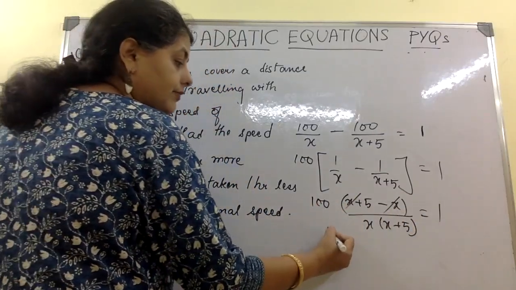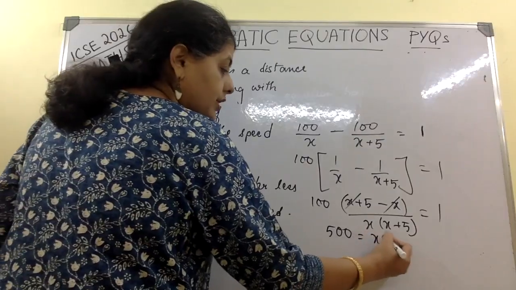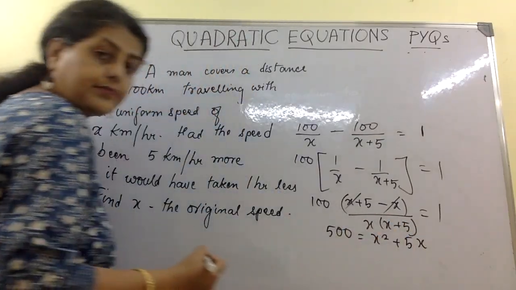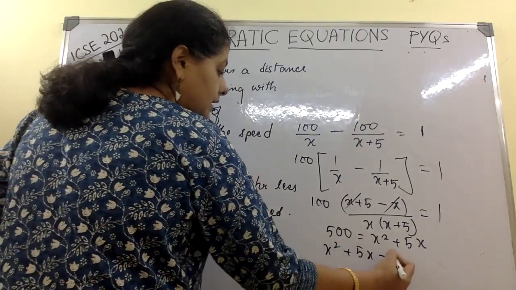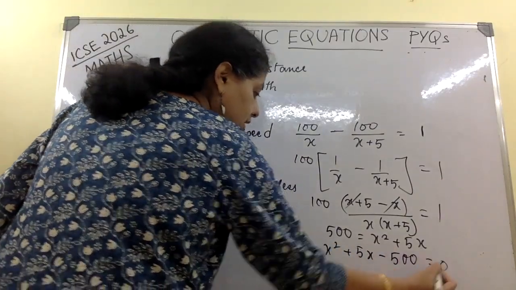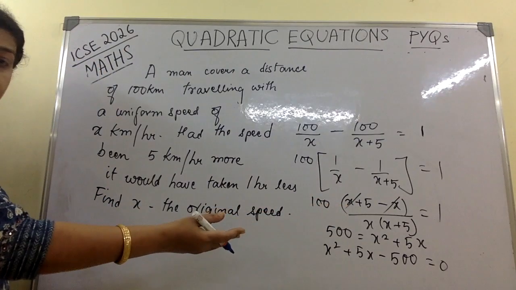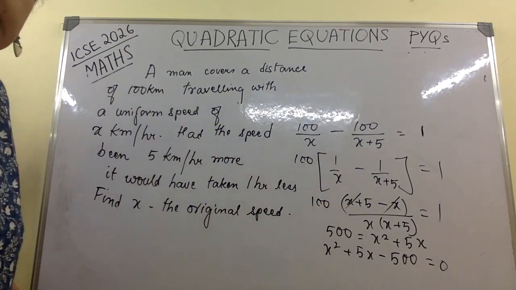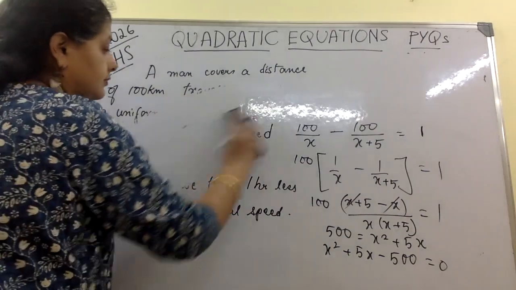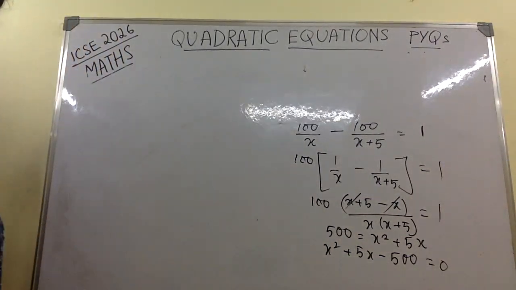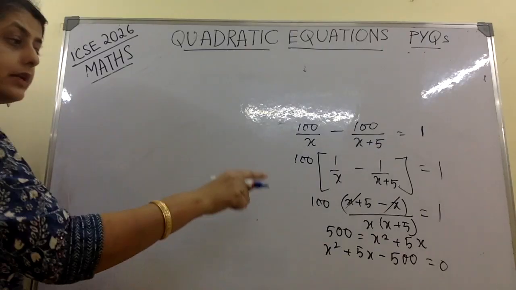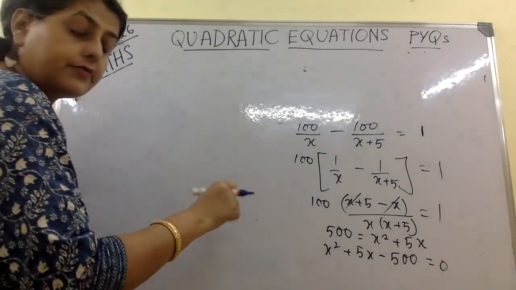So here I have a 500 which is equal to x square plus 5x, right? Okay, so x square plus 5x minus 500 is equal to 0. Now this is where people get stuck again. Okay, how to find the factors, because we are going to do middle term factorization.